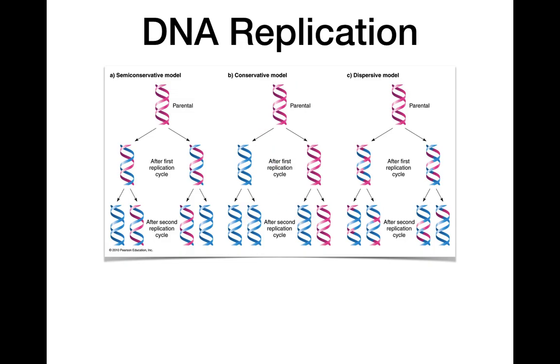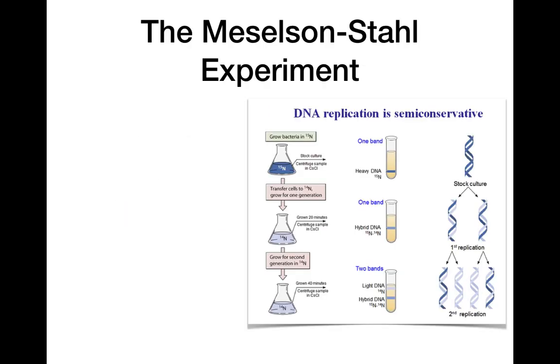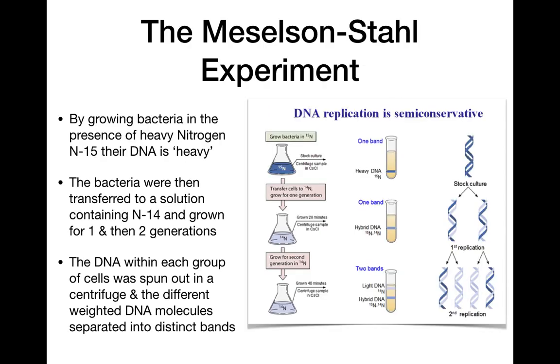Okay, so if we go back to our diagram of the process, the next thing we're going to be looking at is that we do the next generation to confirm whether it's semi-conservative or dispersive. By doing it 20 more minutes, allowing the next generation to replicate its DNA, now we spin it out and we have light DNA and hybrid. We have no heavy, so the parental is gone, but we have some that's just light and some that's hybrid. So this means, because it's not all hybrid, we have the semi-conservative model of replication happening here.